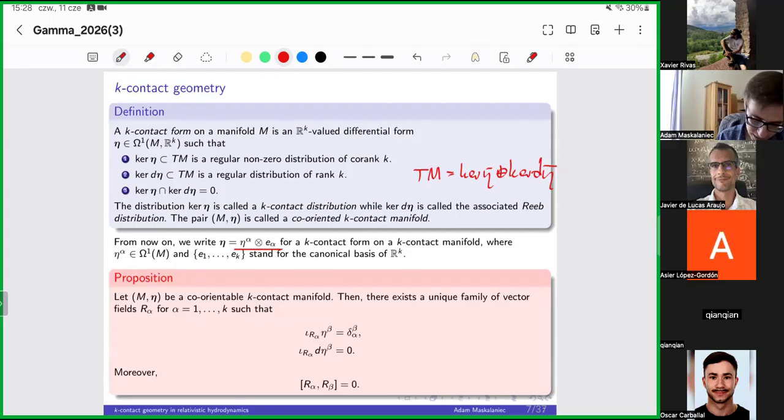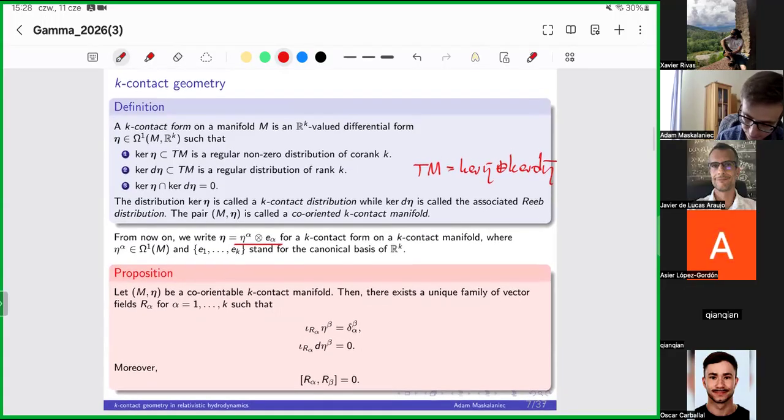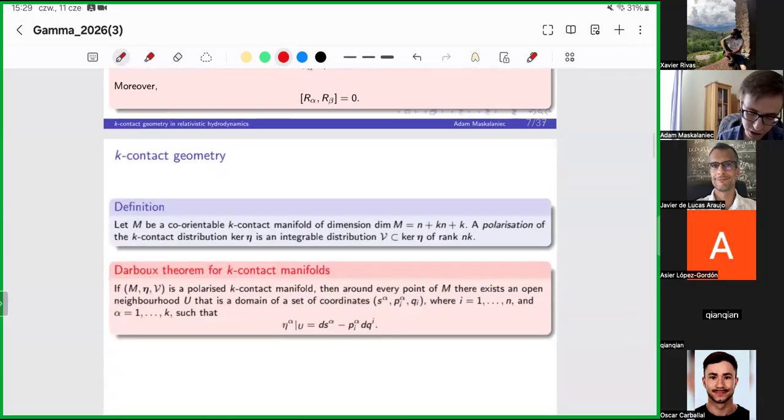So an important property of every K-contact manifold is that it admits a unique family of vector fields R_alpha, called the Reeb vector fields, such that they are dual to these K-contact forms, and they vanish whenever we contract them with the exterior derivative of the K-contact form. And moreover, those vector fields commute with each other.